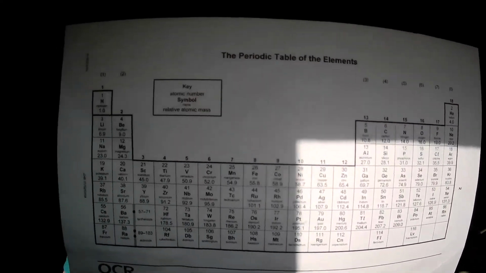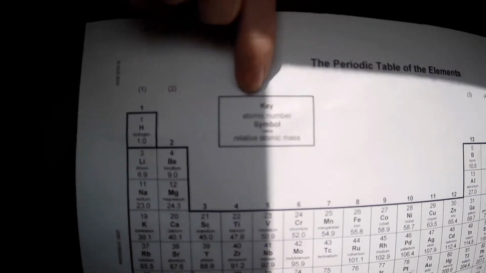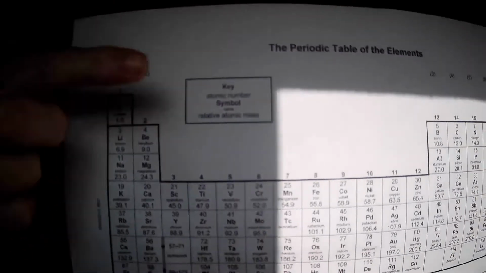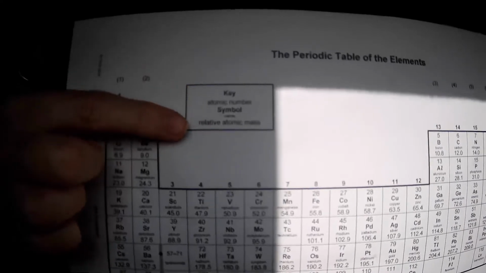Now, OCR is super nice because if you look up here, this is a key. Now, you don't have to know what these two numbers in the boxes actually are, because they tell you explicitly right here which number is which. So I see it as one of those unforgivable sins if you get them wrong in the exam, because it's printed right there, folks. They're giving it to you. So the two numbers on the periodic table.